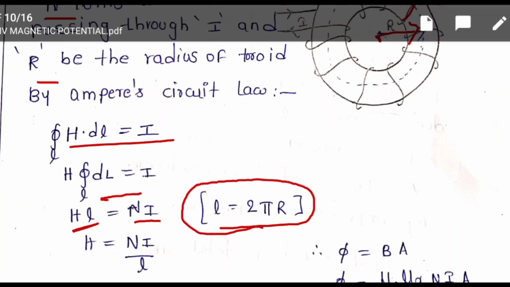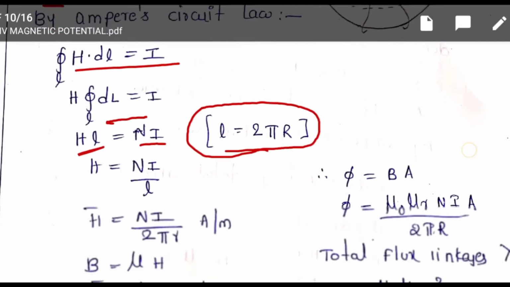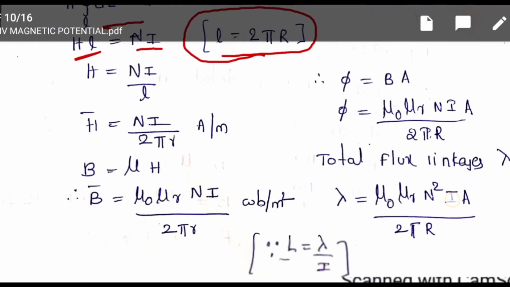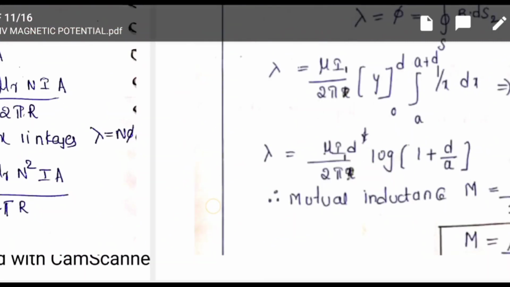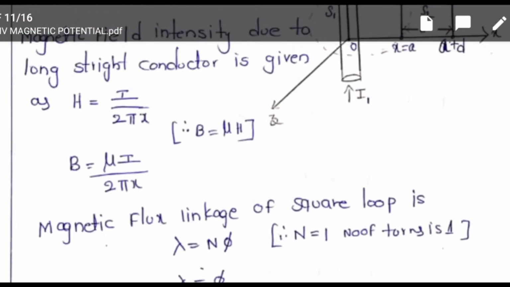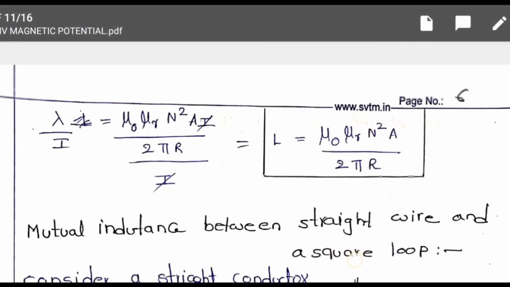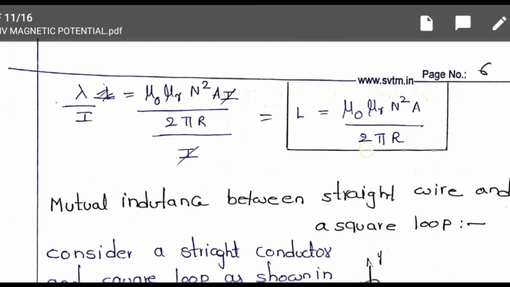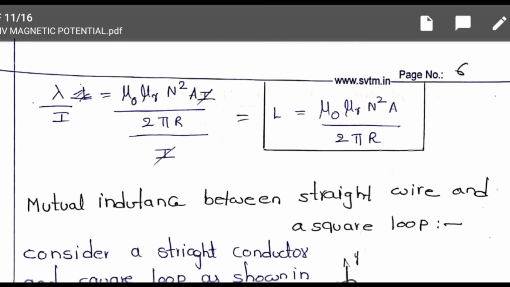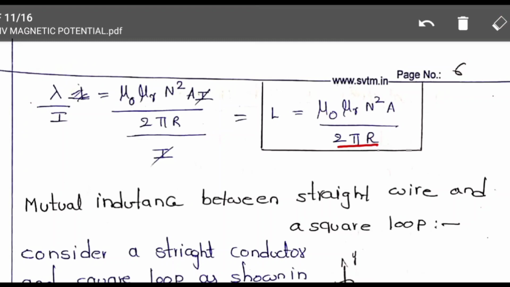From that, again we can substitute phi equal to B into A. Similarly, what we substituted, finally we got L equal to lambda by I, and the equation mu naught mu r N square A by l. Here l is the perimeter, 2 pi r, we have to substitute. The same formula we applied for solenoid and toroid, but for the toroid l is the perimeter, 2 pi r we have to consider.